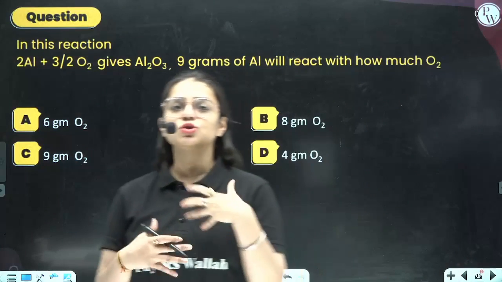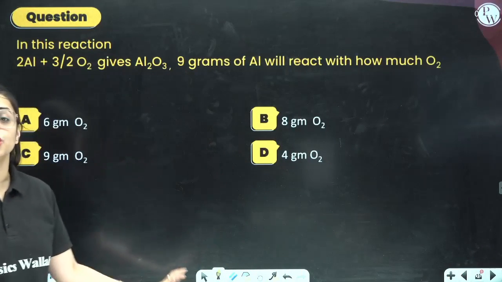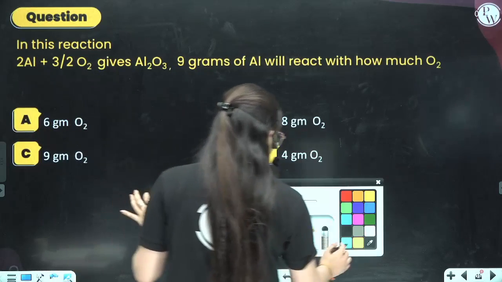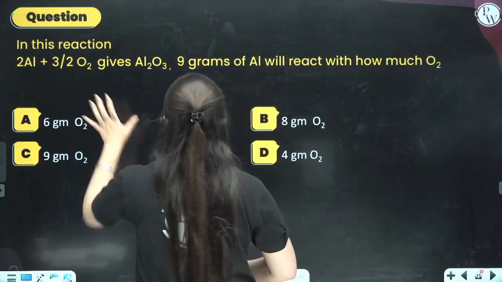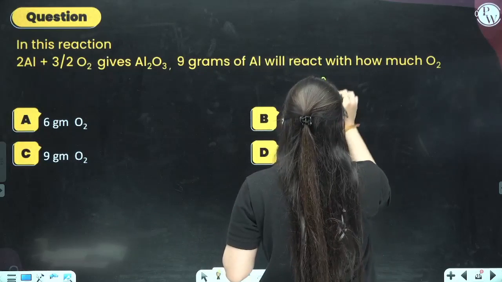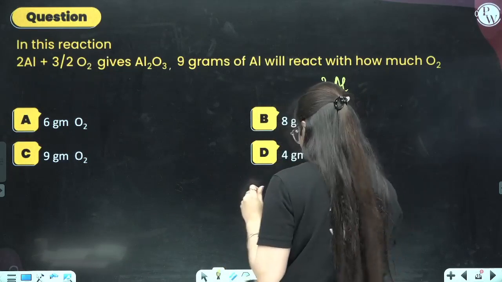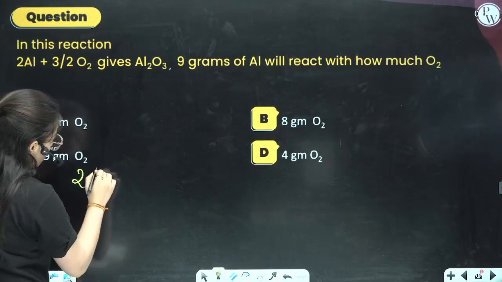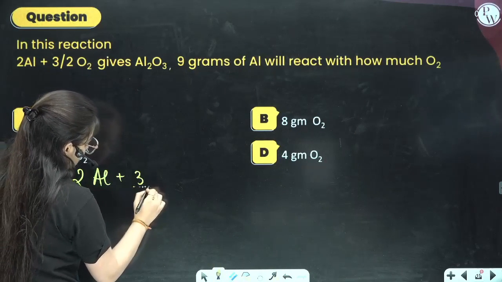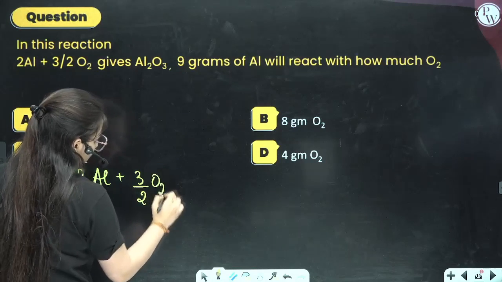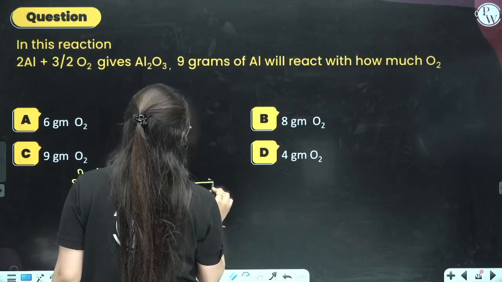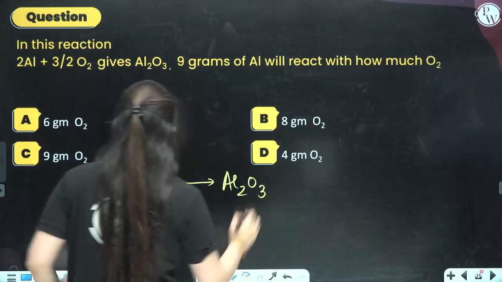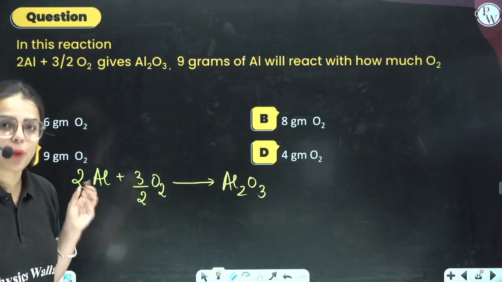Now, how do we need to solve these questions? Again, this is a kind of stoichiometric question. Initially, we need to write the reaction first of all. What is the reaction given to us? The reaction is 2 Al plus 3 by 2 O2. It gives us Al2O3. Yes, it is a balanced equation provided to us.